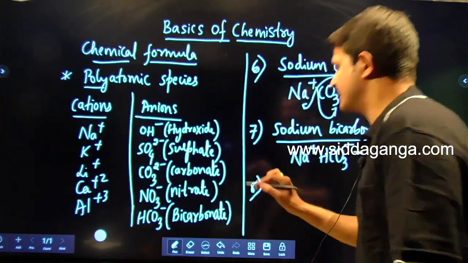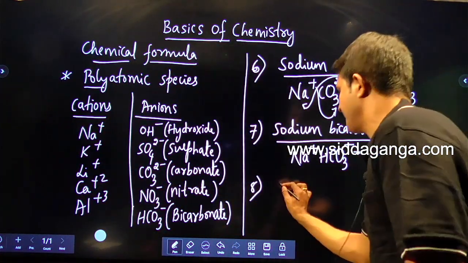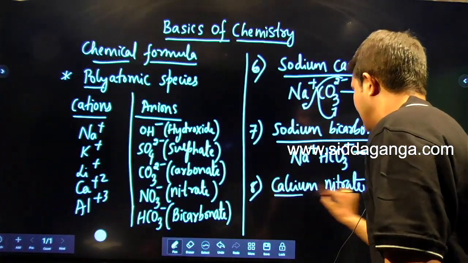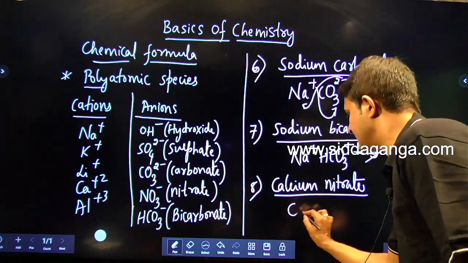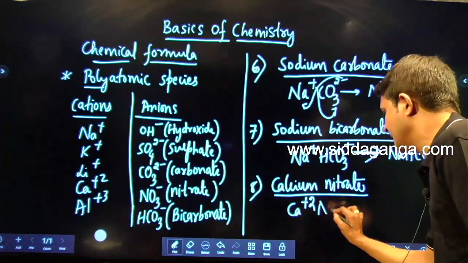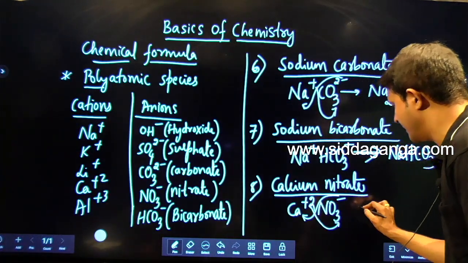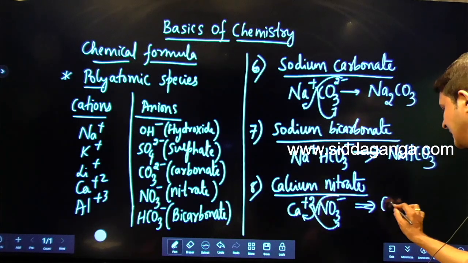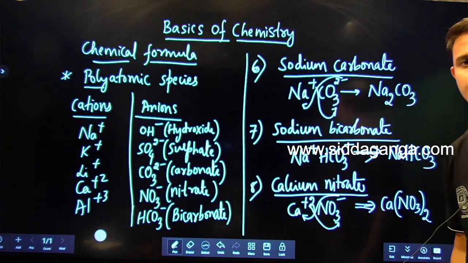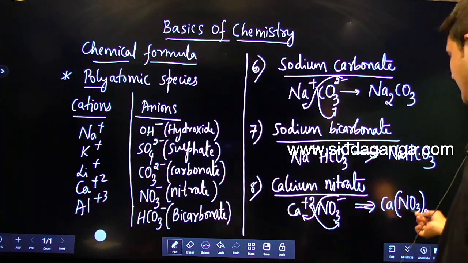Next example, we have nitrate. Let's take calcium nitrate. Calcium ion is Ca2+. Nitrate ion is NO3-. So 1 here, 2 here, gives rise to Ca(NO3)2, which is calcium nitrate.